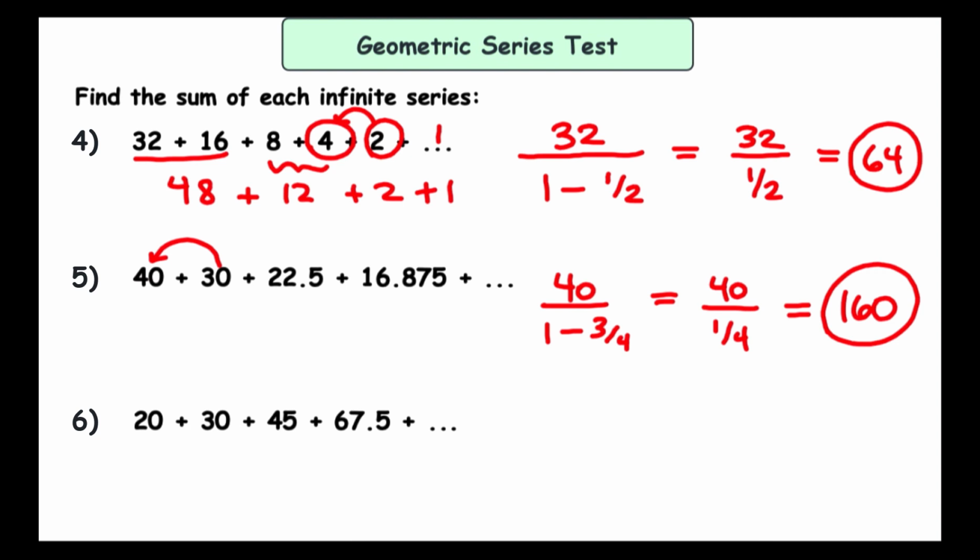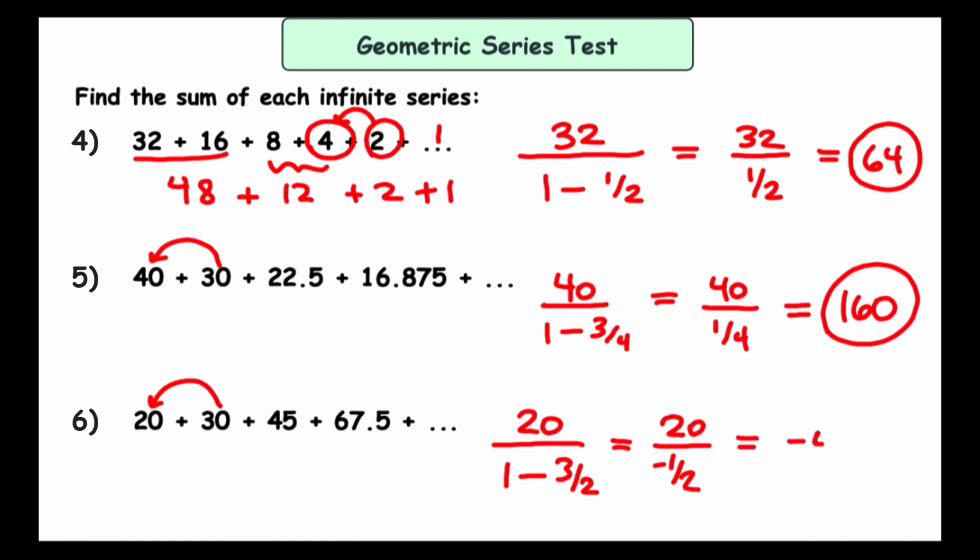If you try the formula one more time, you get 20 over 1 minus r. See, this time r would be 3/2. 1 minus 3/2 would be negative 1/2. 20 divided by negative 1/2 is the same thing as 20 times negative 2, and that's going to be negative 40. So this all adds up to negative 40.